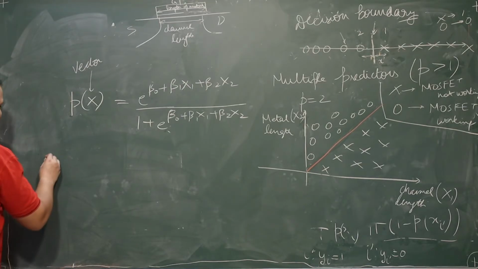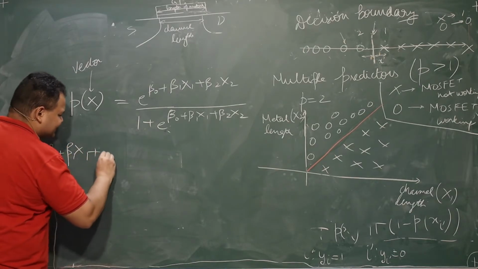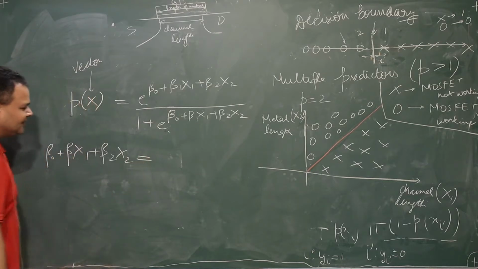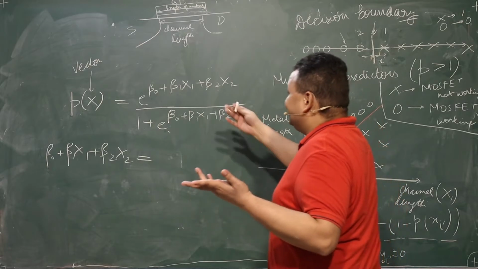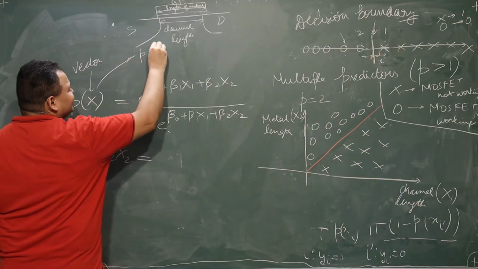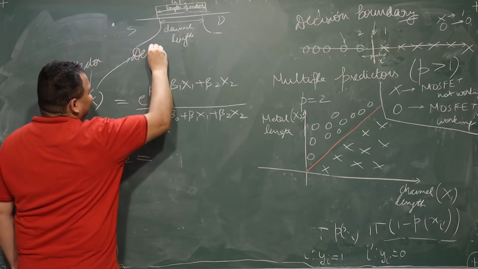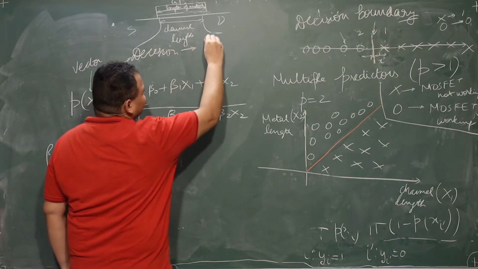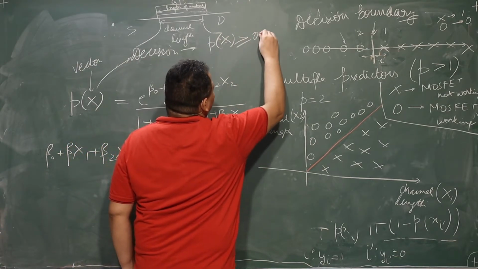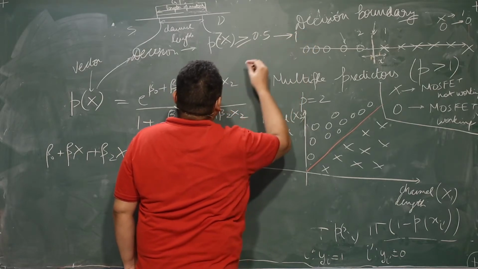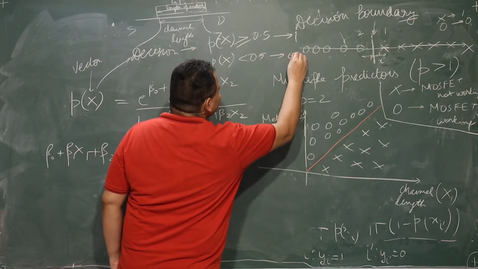So decision boundary is going to be beta 0 plus beta 1 x1 plus beta 2 x2 is equal to what? How are we deciding? We are deciding based on px. So our final decision happens in such a manner that if px is greater than or equal to 0.5, then I assign a 1. If px is less than 0.5, then I assign a 0.